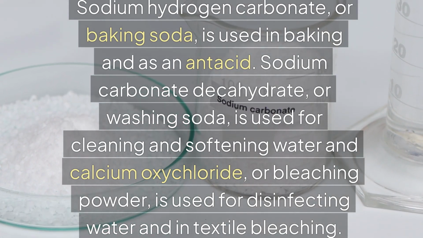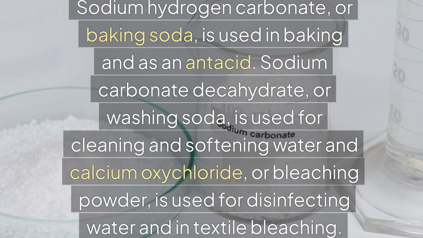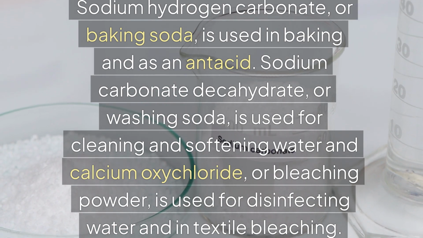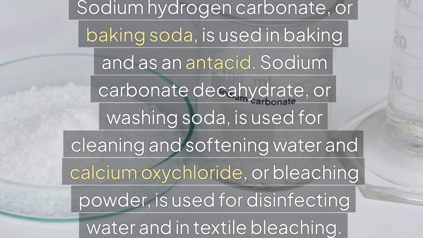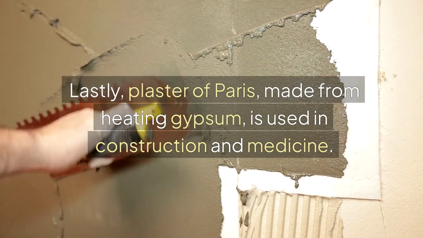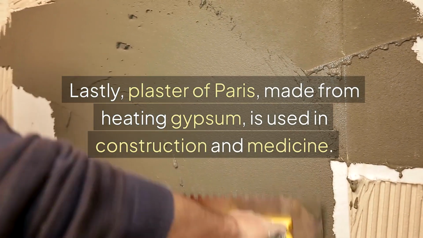Sodium carbonate decahydrate, or washing soda, is used for cleaning and softening water, and calcium oxychloride, or bleaching powder, is used for disinfecting water and in textile bleaching. Lastly, plaster of Paris, made from heating gypsum, is used in construction and medicine.